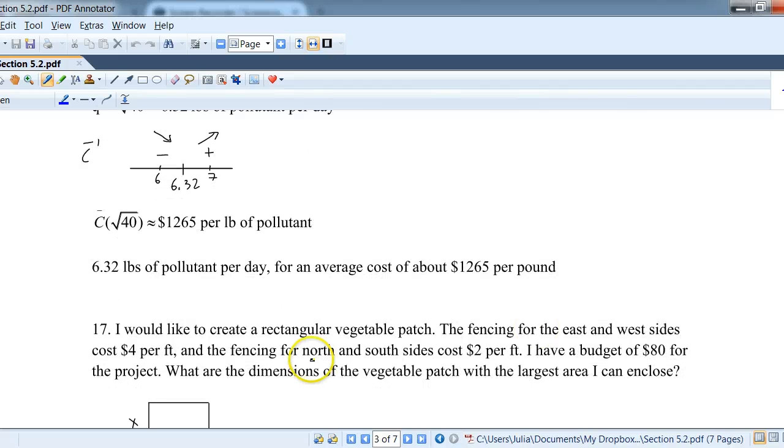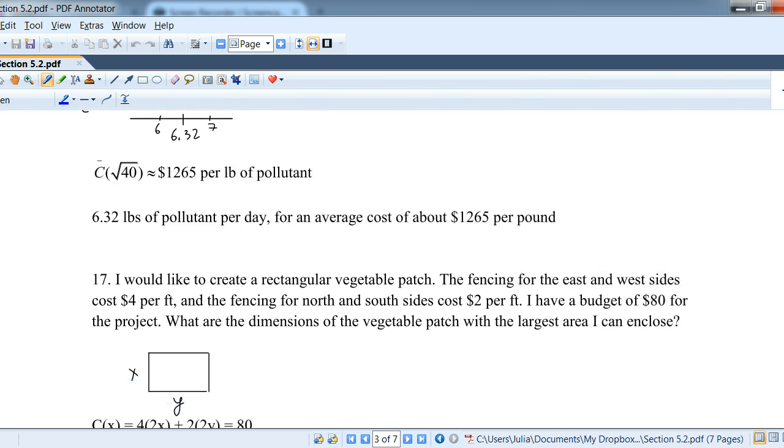Now, the next problem. We'll just kind of jump around the concepts, simply to apply them. This one is another rectangle, but it has the cost involved with it. Let's say I would like to create a rectangular vegetable patch. The fencing for the east and west sides is for some reason more expensive, $4 per foot, and the fencing for the north and south sides costs $2 per foot, a little bit cheaper. Let's say we have a budget of $80 for this project. What are the dimensions of the vegetable patch with the largest area that I can enclose? So similar to the perimeter problem that we did earlier, but a little bit more involved.